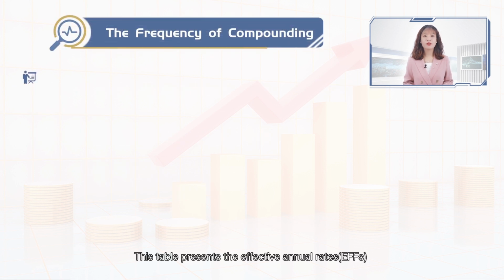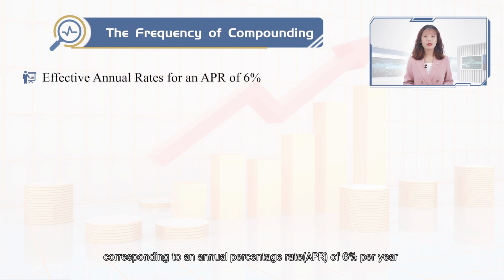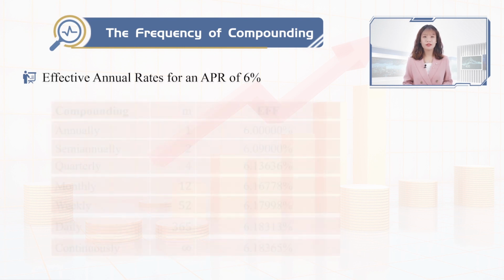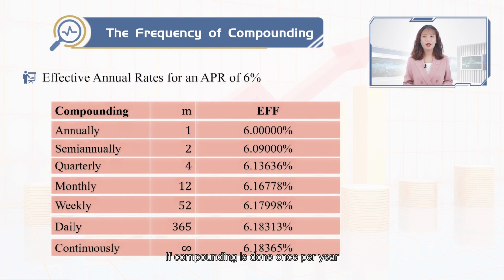This table presents the effective annual rates EFF corresponding to an annual percentage rate APR of 6% per year for different compounding frequencies. If compounding is done once per year, the EFF is the same as the APR. As the compounding frequency increases, the EFF gets larger and larger but approaches a limit. Let's discuss how to calculate this limit.